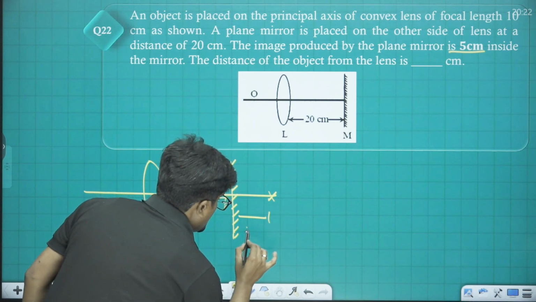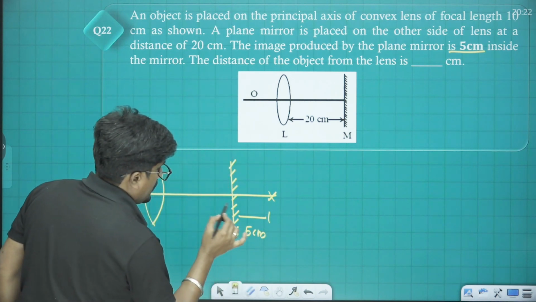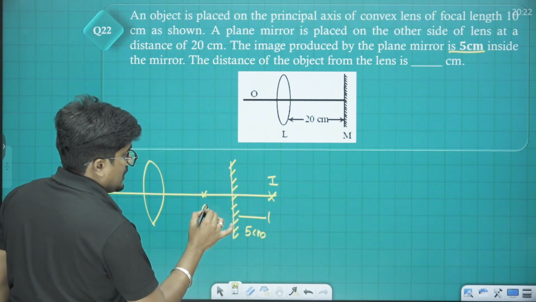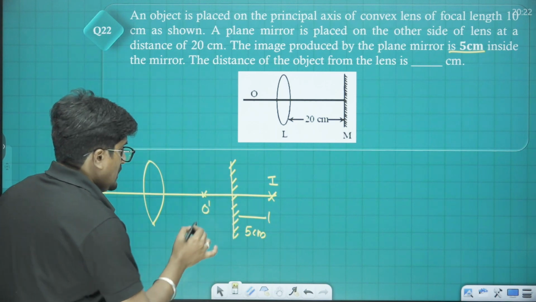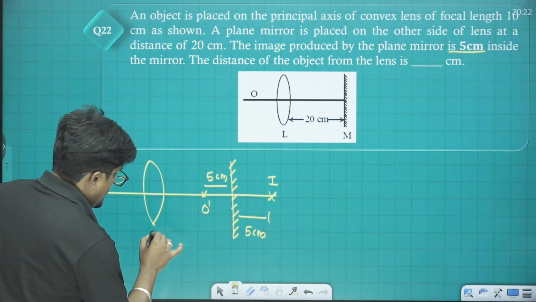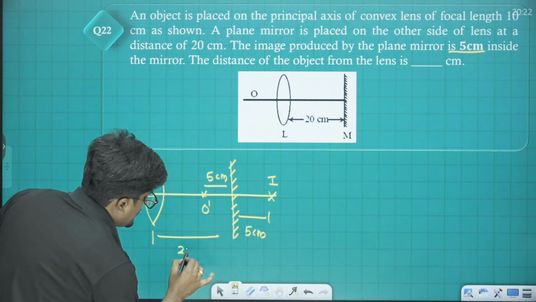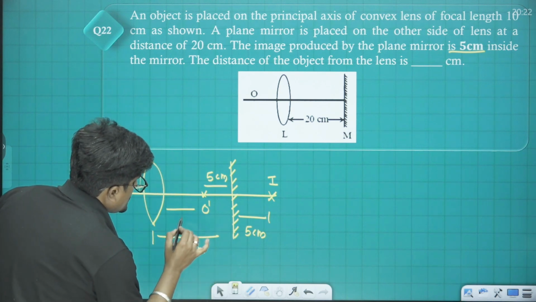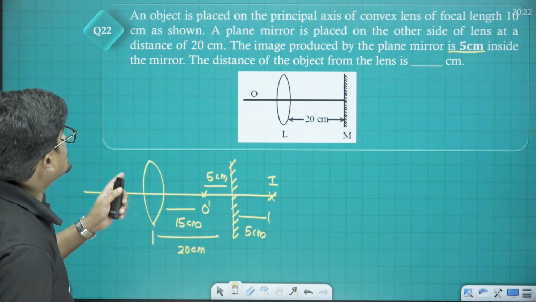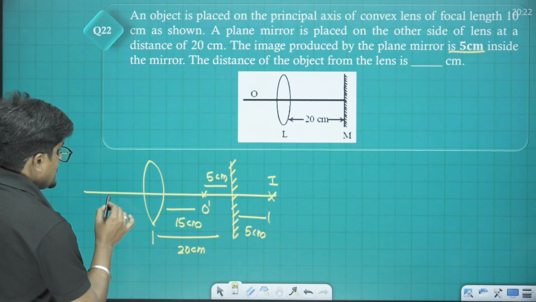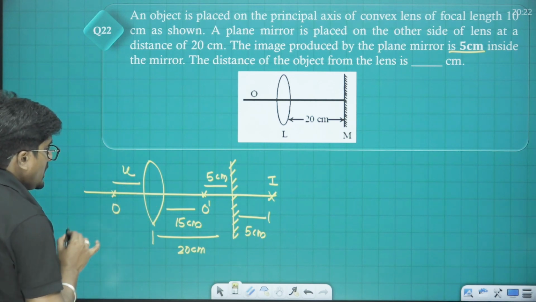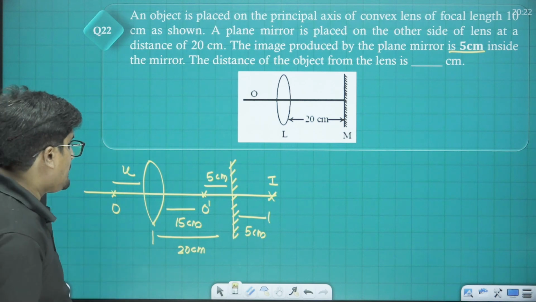So here this is 5 centimeter. So if this is the image, then the object for the mirror, O dash, also needs to be at a distance of 5 centimeter. Now this distance is 20 centimeter, so this is 15 centimeter. The question is the distance of the object from the lens. So we need this distance, which I am going to mark as O, and U is what is required.